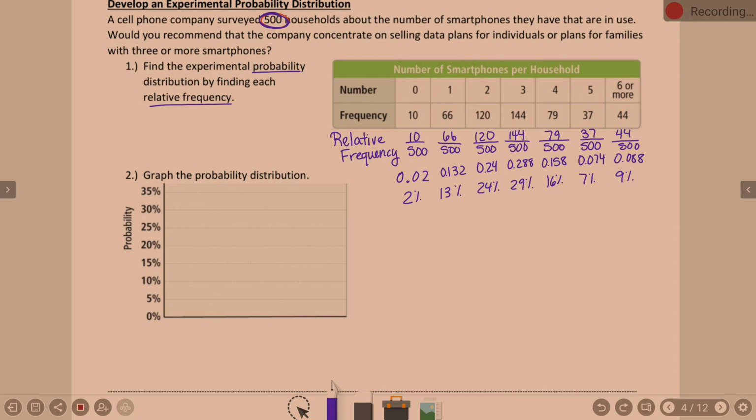Part 2, we're being asked to graph it. So we talk about graph. Along the left is the probability. We're thinking like bar graph here, folks. Okay, nothing fancy. So along the bottom, what are my different categories? We're going to have 0, 1, 2, 3, 4, 5. And I'm just going to put 6 plus for my 6 or more. And what is that? That is the number of smartphones per household.